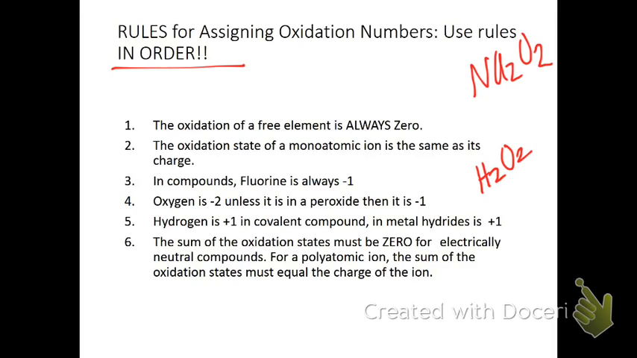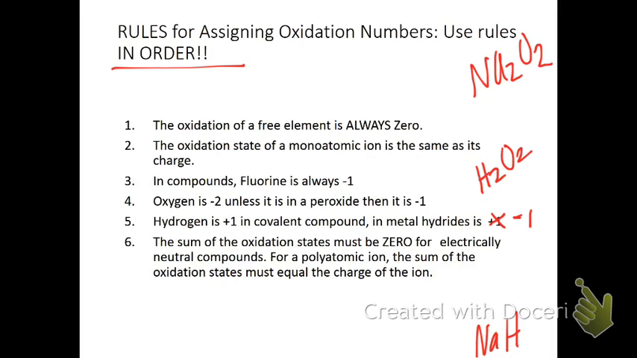Rule number 5 has a mistake. Hydrogen is a +1 in a covalent compound, but in metal hydrides, it's a -1. Here's an example of a metal hydride: NaH. In that case, hydrogen would be a -1.